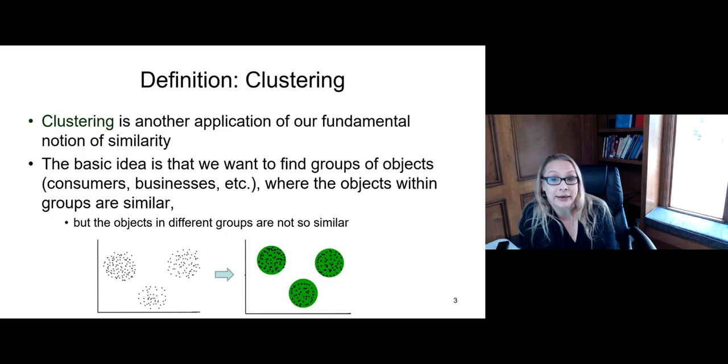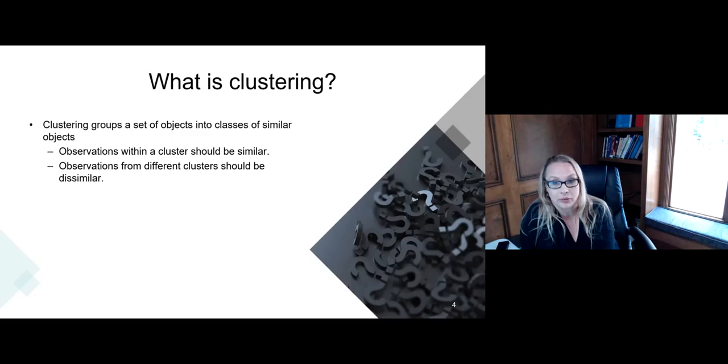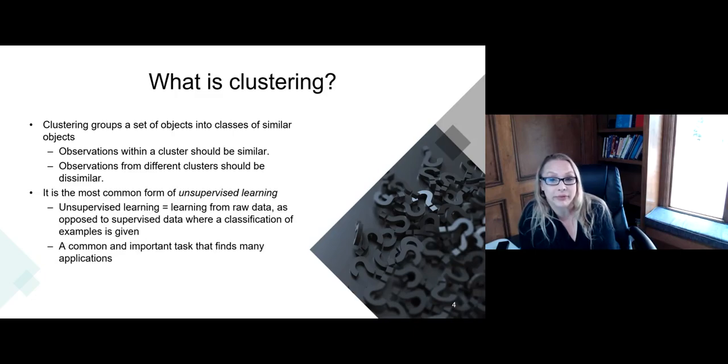The basic idea is that we want to find groups of objects, such as consumers or businesses or whatever, where the objects within the groups are similar, but the objects in different groups are not similar to each other. So we start with something like this, where they're grouped together, and we want the items within a group to be similar to each other, but different from the other groups. Observations within a cluster should be very similar to each other, but different from the other clusters. It is a common form of unsupervised learning.